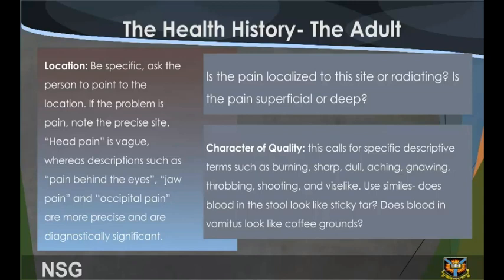Character or quality. This calls for specific descriptive terms such as burning, sharp, dull, aching, gnawing, throbbing, shooting, and vice-like. Use similes. Does blood in the stool look like sticky tar? Does blood in vomitus look like coffee grounds?